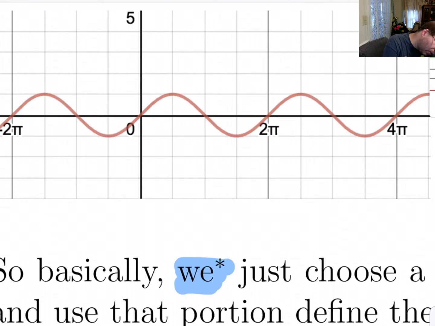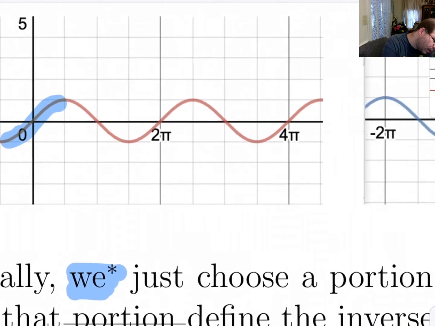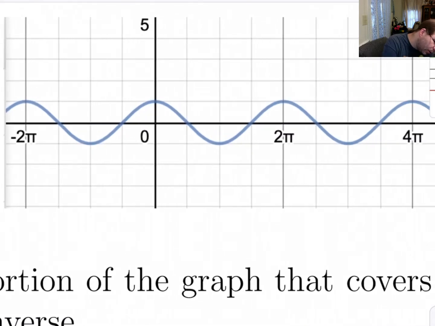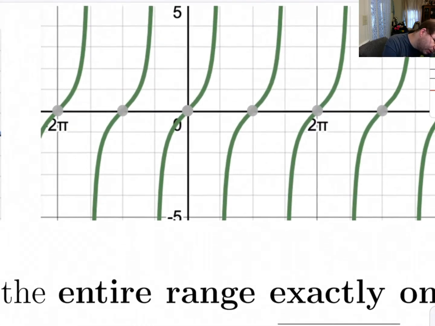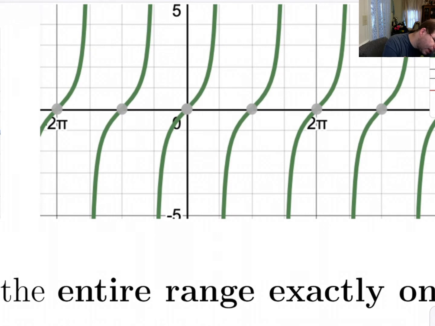So we want to pick a portion of the sine function that covers everything from -1 to 1. So we're going to use this from back here up to there. And for the cosine function, we're going to use stuff from here down to there, because that gets everything from -1 to 1. And on the tangent function, we need to pick one of these swishes, and we're going to use this one here, the one in the middle.